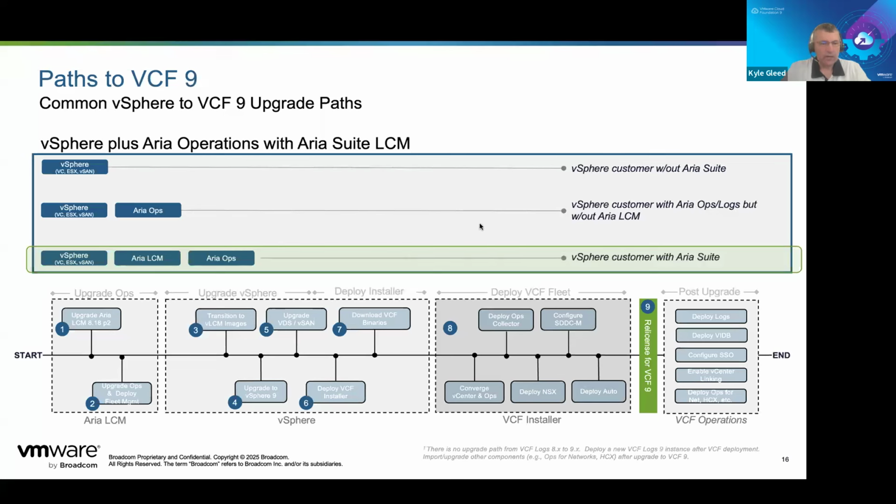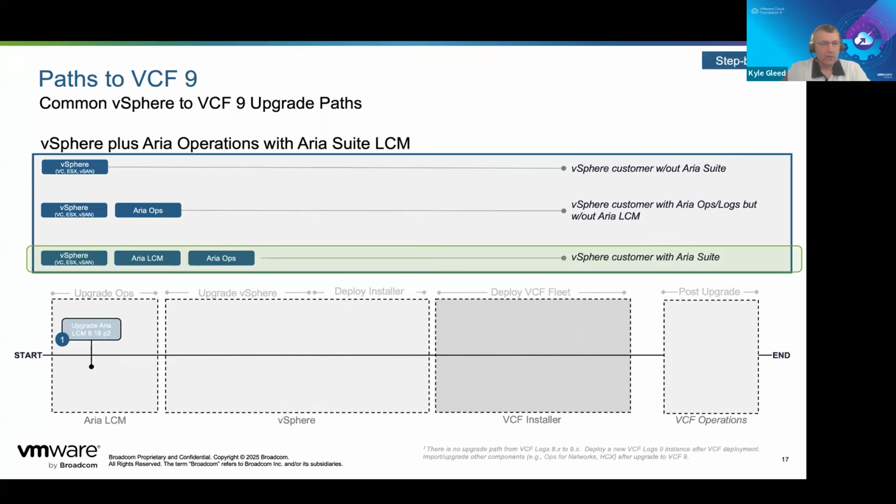But here you'll see the upgrade path again is slightly different with one extra step. That is, we're first going to go in and patch the ARIA LCM to bring in that VCF9 awareness. We will then use the ARIA LCM to upgrade ops. And here, instead of letting the installer deploy the fleet manager, the ARIA LCM will go ahead and deploy the fleet management as well. So we'll do that here. We then go in, transition to VLCM images, and upgrade our vSphere environment.